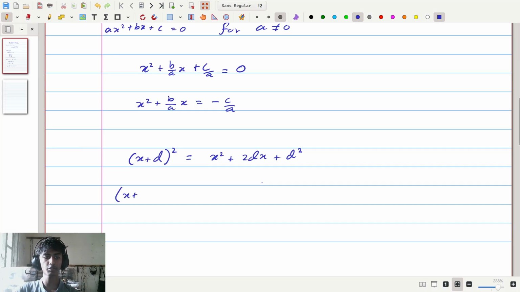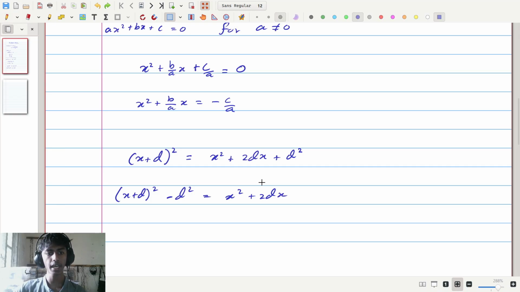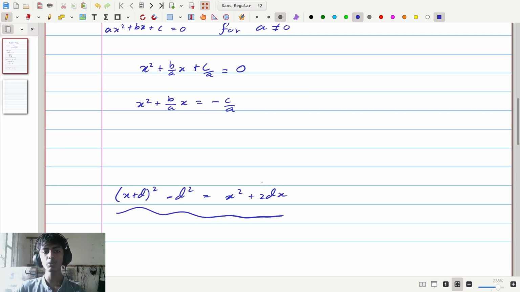Notice if I write x plus d whole thing squared minus d squared, this is simply x squared plus 2dx. So what we are going to do here is to create this constant term of d squared and then immediately subtract it. So let's do that. Provided that we have the form on the right hand side of this bottom equation which we have here, it would mean that the coefficient of x squared would be equal to 1, which in this case it is, and it would mean that whatever this constant d is, 2 times the value of d would have to be b divided by a. Suppose that's true.